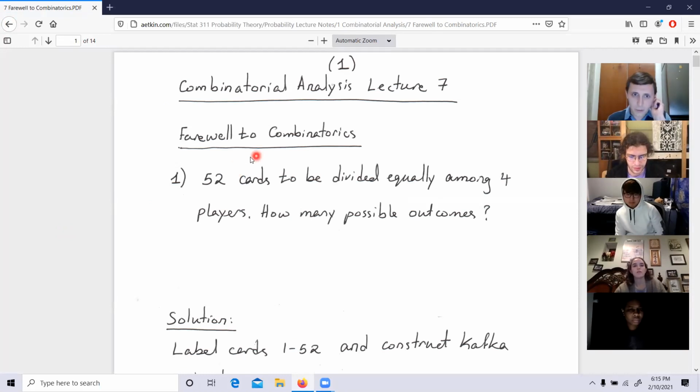So 52 cards are to be divided equally among 4 players. How many possible outcomes are there? Go ahead, calculate it. You understand? You have 52 playing cards, each individually different, and we have 4 players. They must be divided equally. How many outcomes?